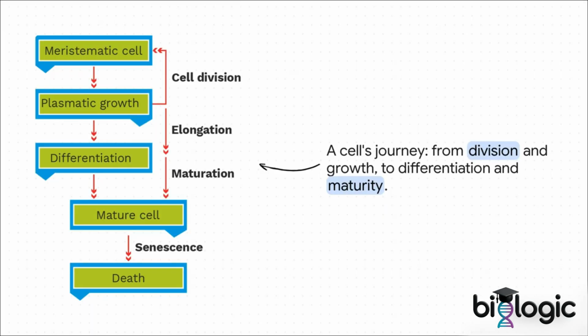This chart basically shows you the entire journey of a single plant cell. It starts off in the meristem, where it's born. Then it grows, gets bigger, and finally it matures, it differentiates, and it gets a specific job. Maybe it becomes part of a leaf or a root. Every single cell follows this path.